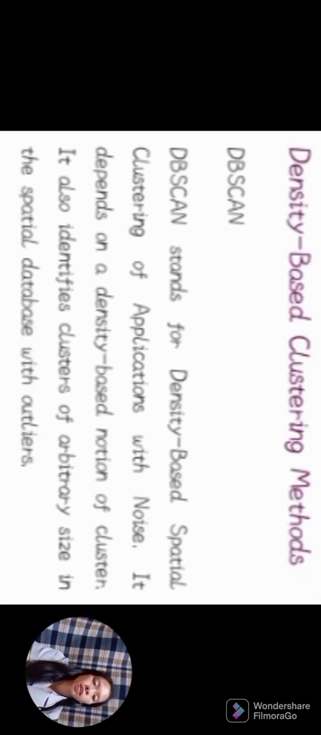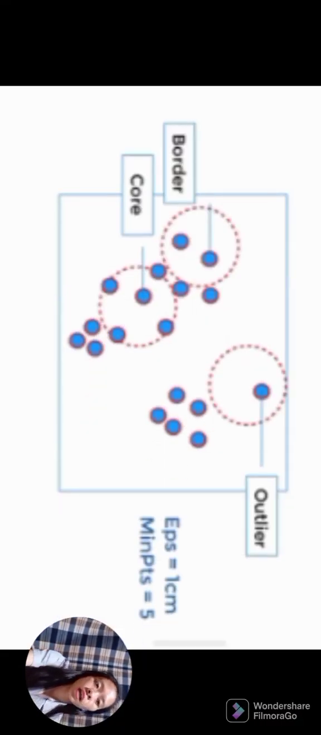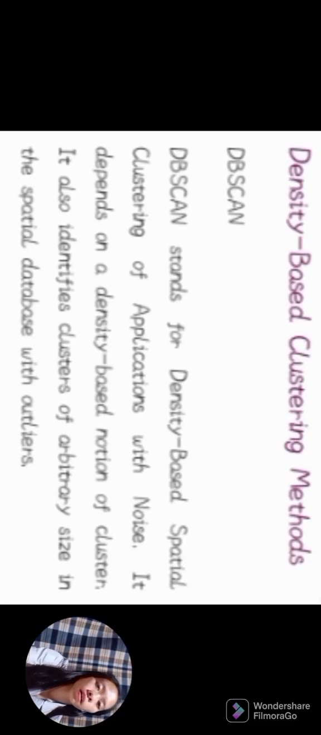Density-based clustering methods: DBSCAN. DBSCAN stands for Density-Based Spatial Clustering of Applications with Noise. It depends on the density-based notions of cluster. It also identifies clusters of arbitrary size in spatial databases with outliers. For example, the outlier, border, and core.